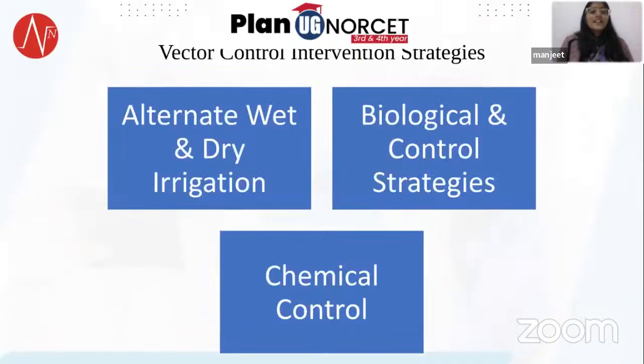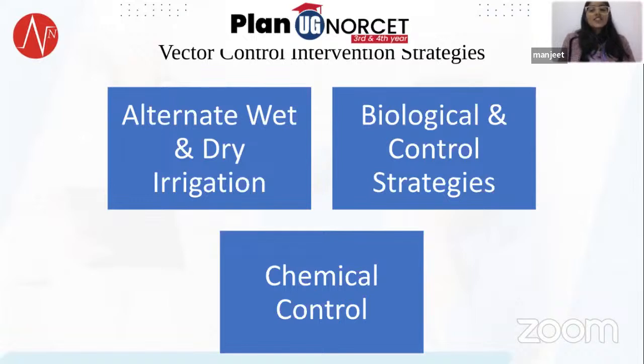Okay. Now, what are the vector control intervention strategies? Again, brother, now focus on this. Alternate wet and dry irrigation. If the examiner asks you to tell the preventive and control strategy for Japanese encephalitis, what should your first preventive and control strategy be? Alternate wet and dry irrigation. This is done exclusively for the case of Japanese encephalitis.